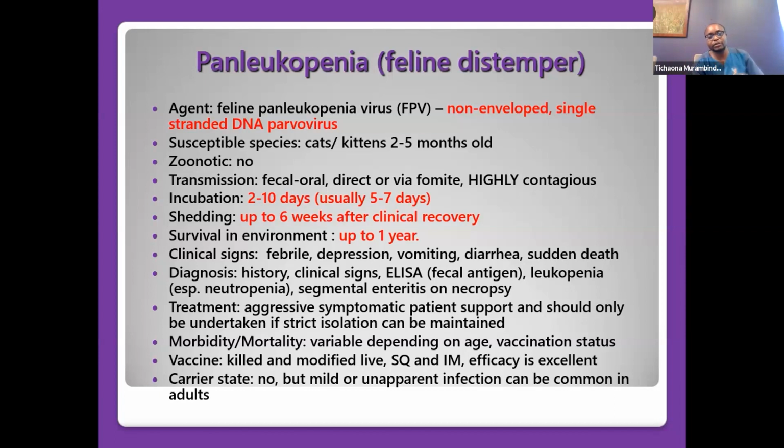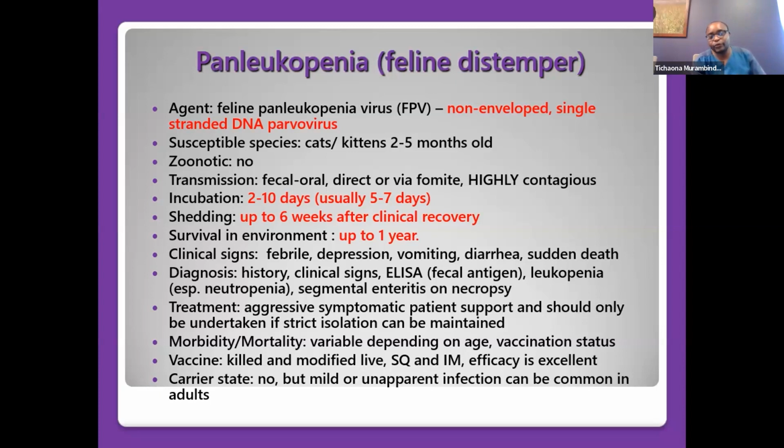What are the clinical symptoms that we normally see? Depression, fever, vomiting, diarrhea, sudden death. When I have young kittens and there is a sudden death of an animal, on the top of my differential list is going to be feline panleukopenia.